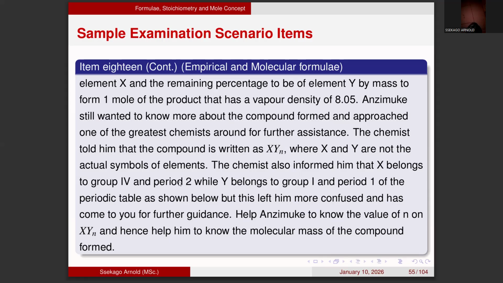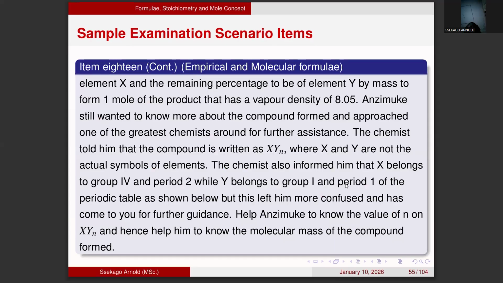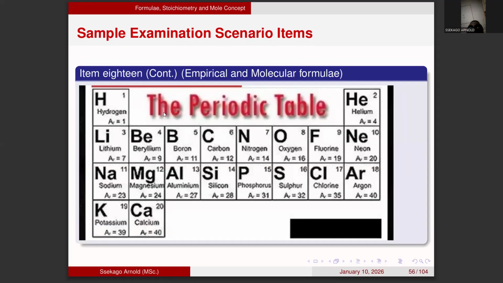The chemist also informed him that X belongs to group 4, period 2, and Y belongs to group 1, period 1 of the periodic table as shown below. Now here they have to give you the periodic table. This is the periodic table. What have they said? X belongs to group 4 and period 2.